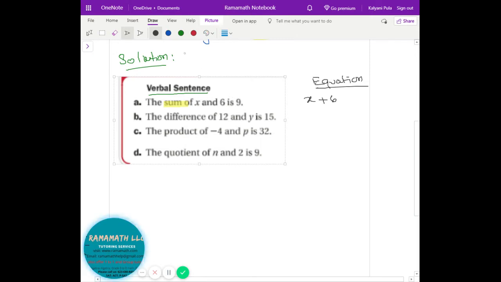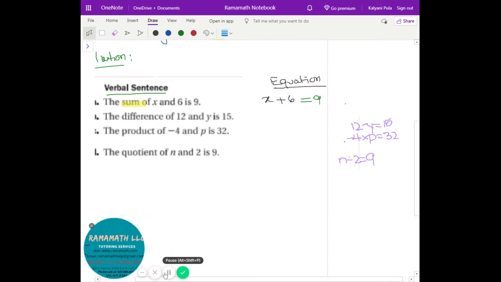And then is means equal sign. Is, right here, is an equal sign. Okay? So equals 9. So that's the equation. First we have an expression for the verbal sentence, and we're able to write an equation for that. Okay, let's try the other ones and then we can check them.